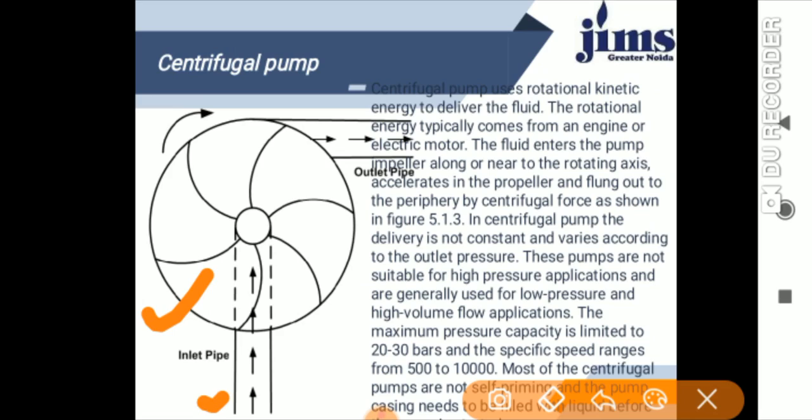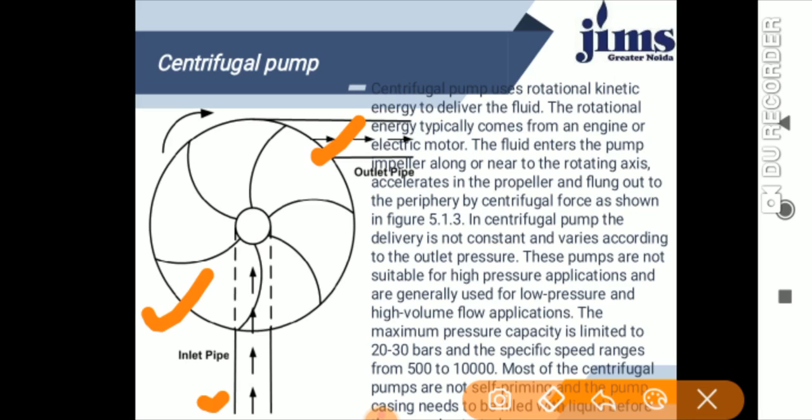This is the inlet pipe, and this is the outlet pipe. The centrifugal pump uses rotational kinetic energy to deliver the fluids, and the rotational energy typically comes from an engine or electric motor. The fluid enters the pump impeller along or near the rotating axis, accelerates in the impeller, and flows out to the periphery by centrifugal force, as you will see in this diagram.